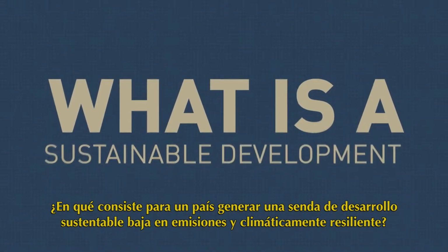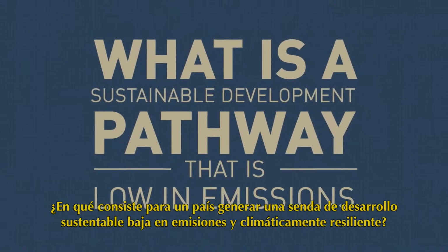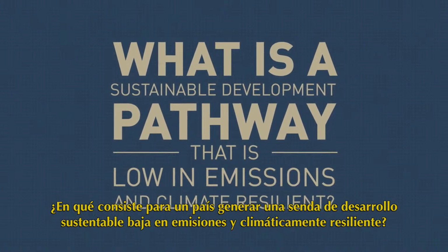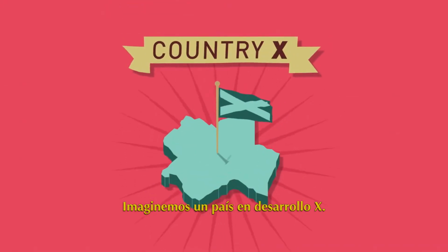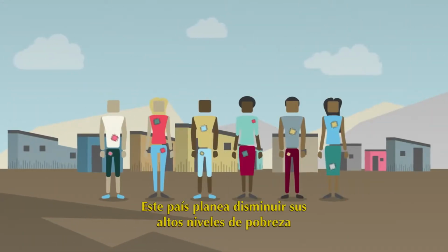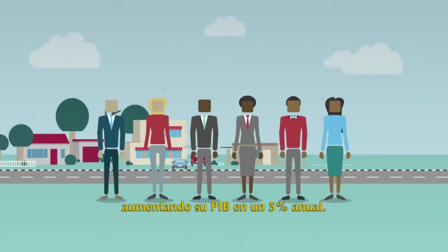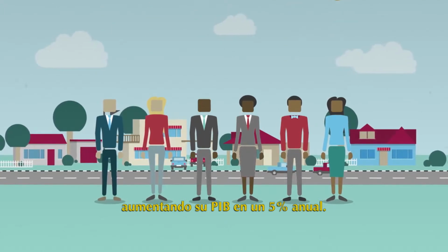What is the sustainable development pathway for a country that is low in emissions and climate resilient? Introducing Developing Country X. Country X plans to alleviate high poverty levels by growing its GDP by 5% per year.